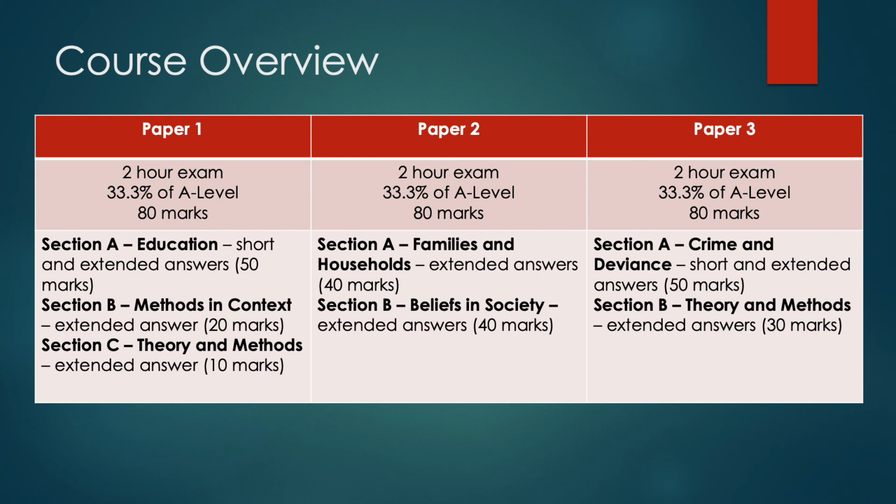Methods in context and theory and methods, which feature on papers 1 and 3, are smaller topics which have connections to the main 4 areas. So in year 12, we spend most of the year studying education and families and households. You will look at education with Miss Horton and families and households with myself. They're 2 really good topics to start with because they're both familiar to you. You belong to a family, you're part of the education system, and we try to encourage you to think about these institutions that you're part of in a slightly different way to how you may have thought about them in the past.